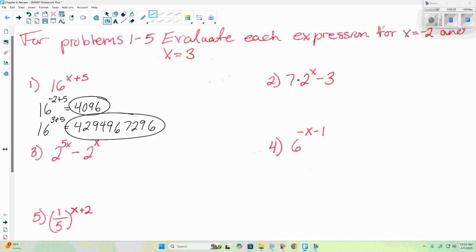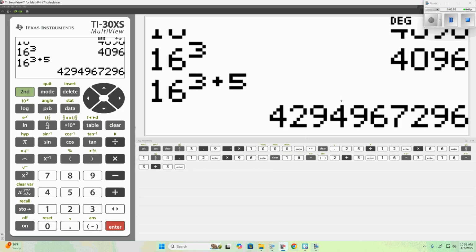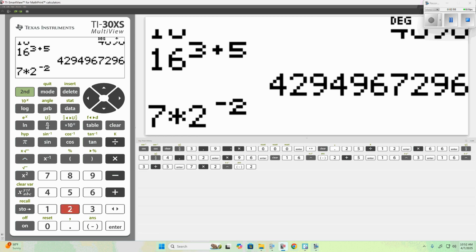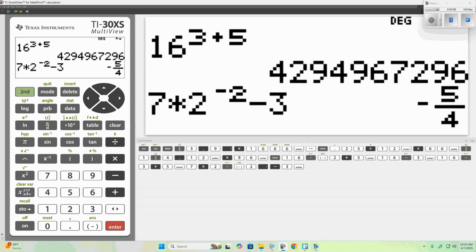Any questions on number 1? Any other one on 1 through 5 that we want to look at? So do we feel good with 1 through 5? Number 2, 7 times 2 to the x minus 3. Well, we're starting off with x is what? -2. So we'd say 7 times 2 to the -2 minus 3. -5/4.